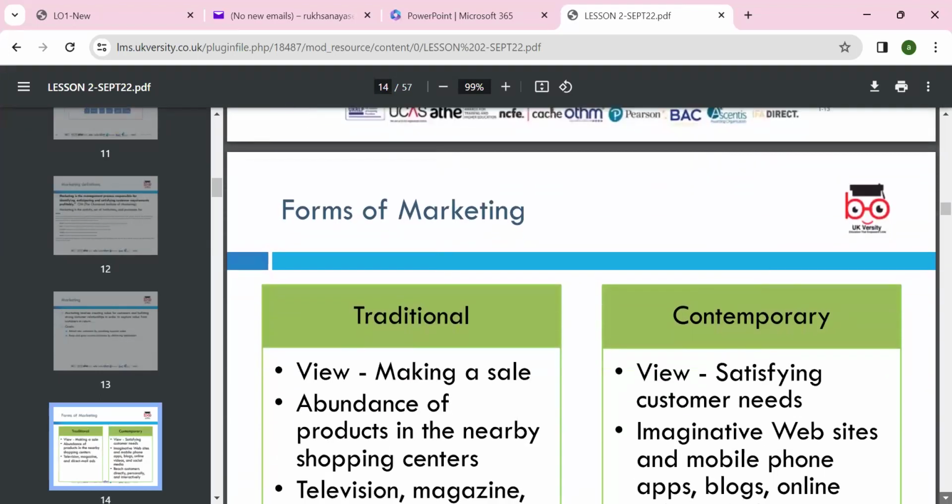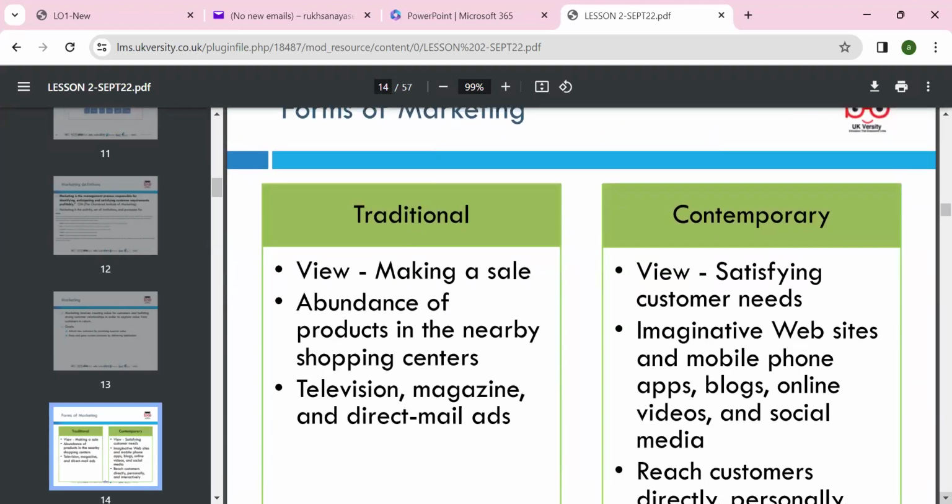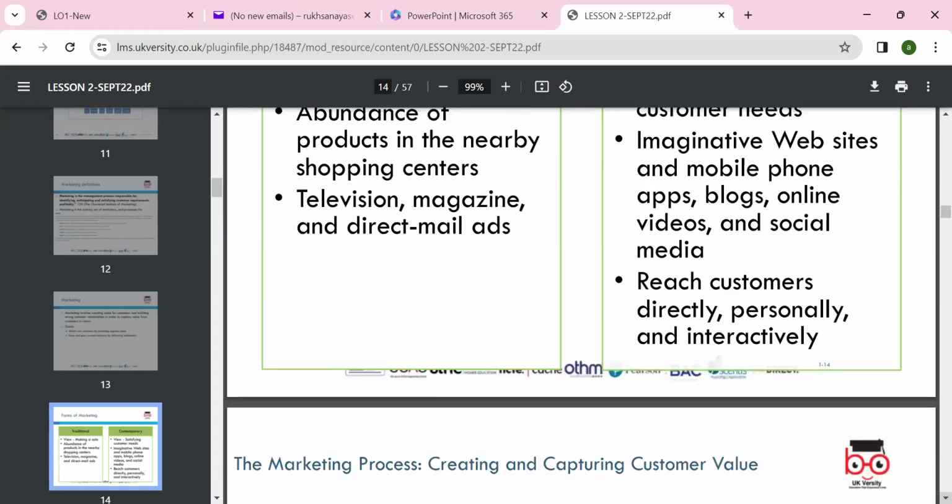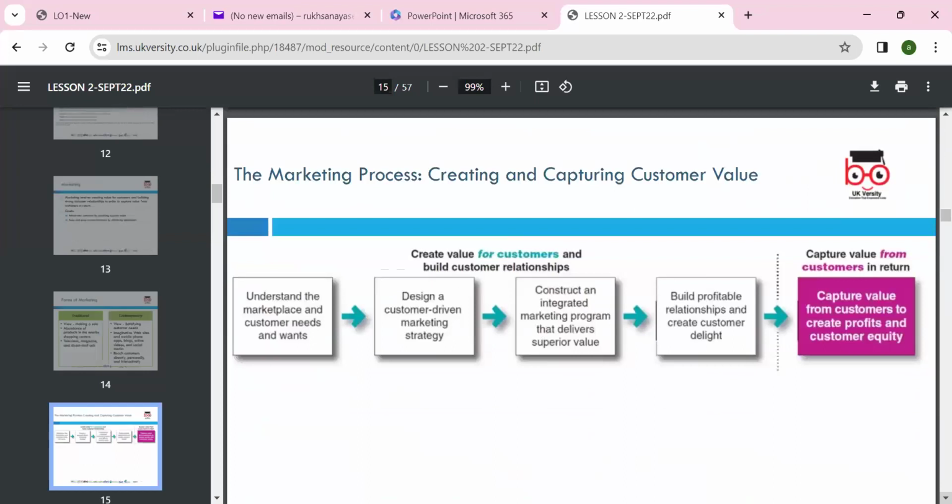We can look at the forms of marketing. Traditional marketing views making and selling, with abundant product in a nearby shopping center. Contemporary marketing is changing according to the environment. It views satisfying the customer's need. Imaginative websites, mobile phone apps, blogs, these are all contemporary and changing now, and we have to focus on these.